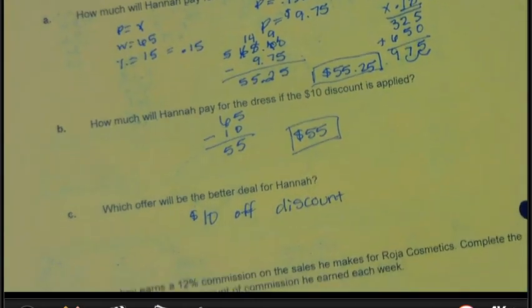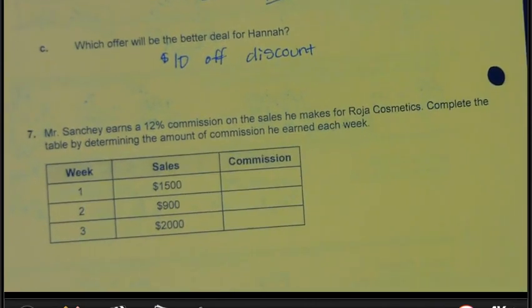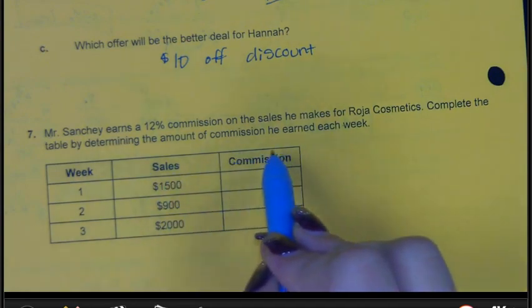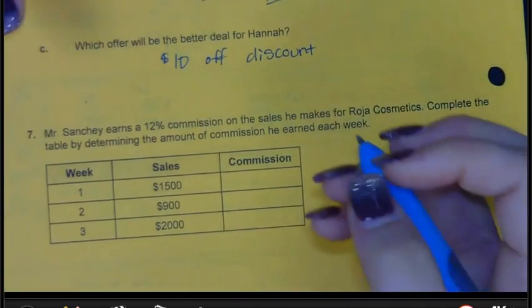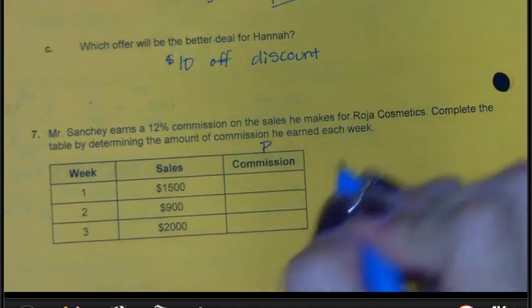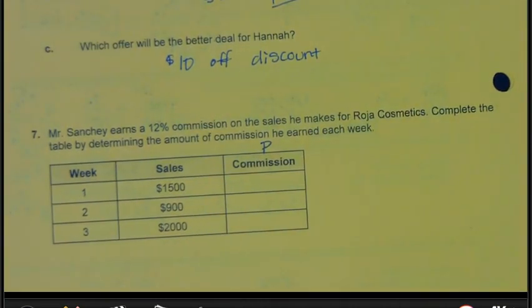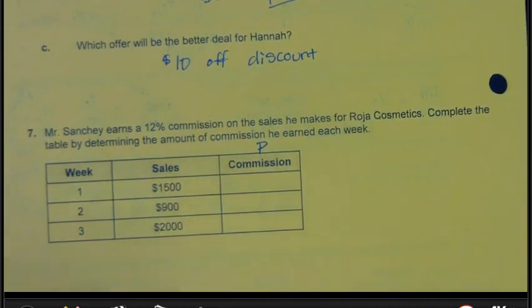All right, number 7. Mr. Sanchi earns a 12% commission on the sales he makes at Roja Cosmetics. Complete the table by determining the amount of commissions he earns each week. Now, we remember that commission is our part. It's kind of like when you go to a sales clerk, or people who sell insurance, or who sell Mary Kay, or a car dealership. The people that are trying to get you to buy something earn a percentage of what they sell.